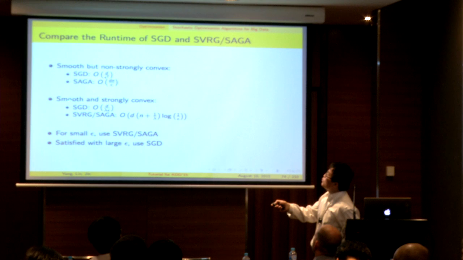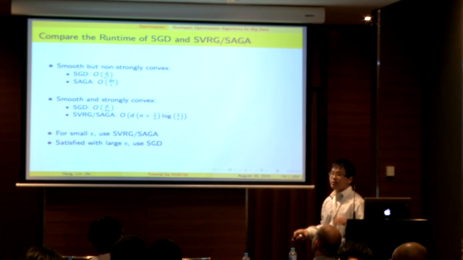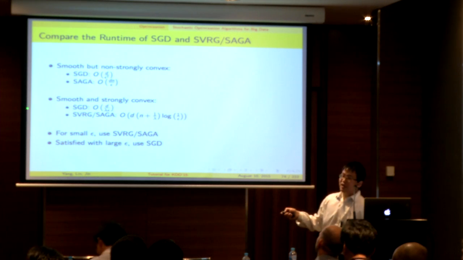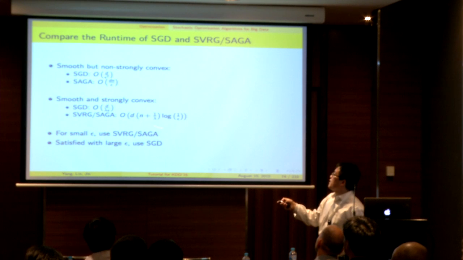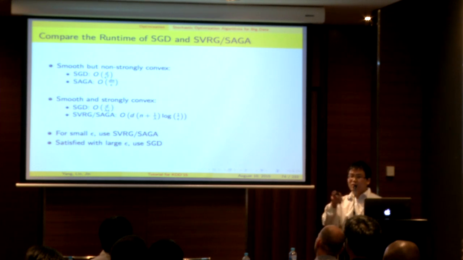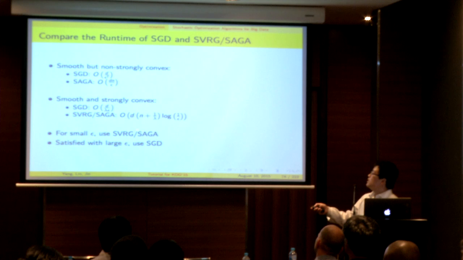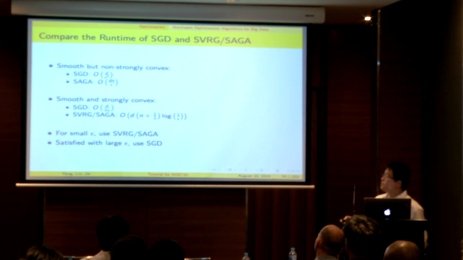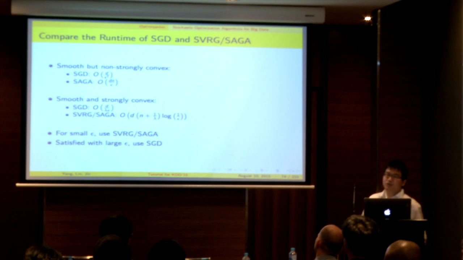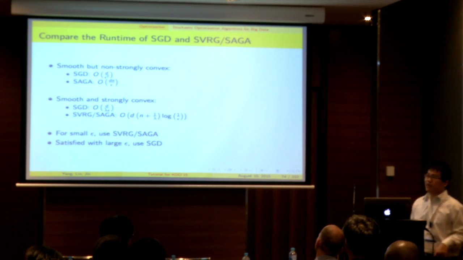If you have a smooth and strongly convex problem, the story is still very similar. The only difference is that now you can use SVRG. But as I said, it doesn't give you any extra benefit in addition to Saga. So again, the story is that if you want a small epsilon, just do SVRG or Saga. The solution is very precise. However, if the data size is really large, and you are satisfied with a large epsilon, then you can use just a regular stochastic gradient.